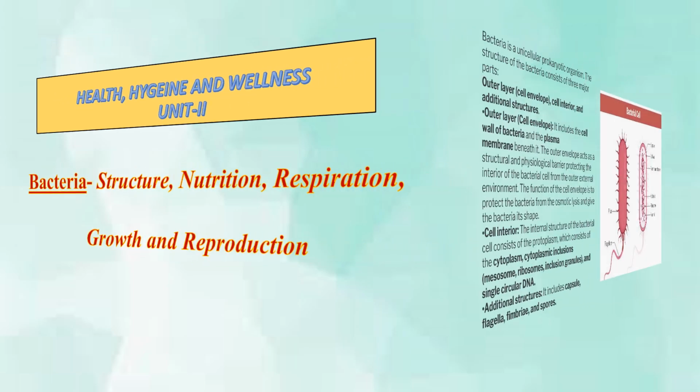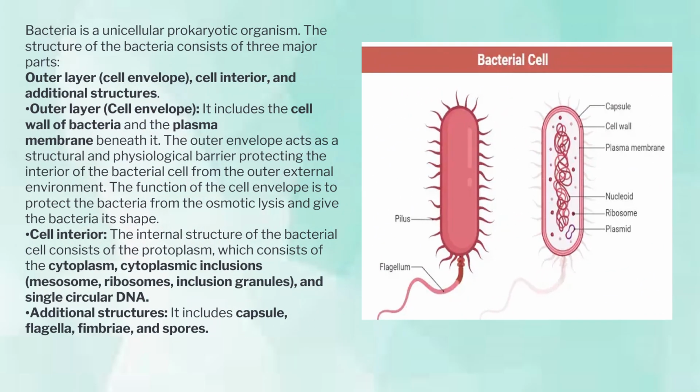Coming to the structure, as we already spoke, there is no nucleus at all for the bacteria. So in the bacteria cell, we have two layers: one is the outer layer and one is the inner layer. The outer layer is also called the cell envelope, and the internal layer has all the plasmids, nucleoids, ribosomes, or DNA. The outer wall is called the cell wall. So let us talk about the cell envelope or the cell wall.